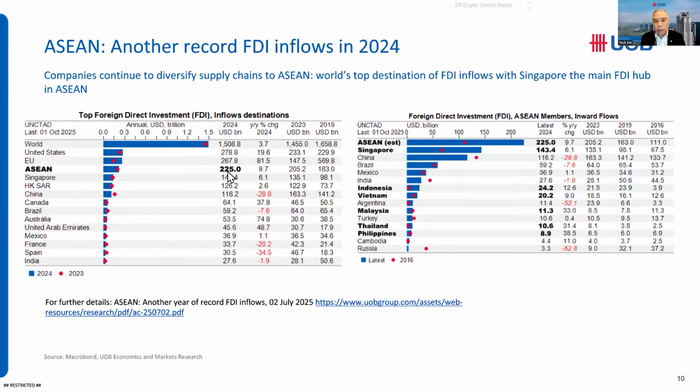For ASEAN in 2024, the inflow was 225 billion US dollars, about a 10% increase over 2023, right? The whole world has about 1.5 trillion inflow recorded, and for each country it's about 4%. So the world gained 4%, while in 2024 we grew much faster. The US has been the big attraction for investors, attracting about 280 billion, etc.